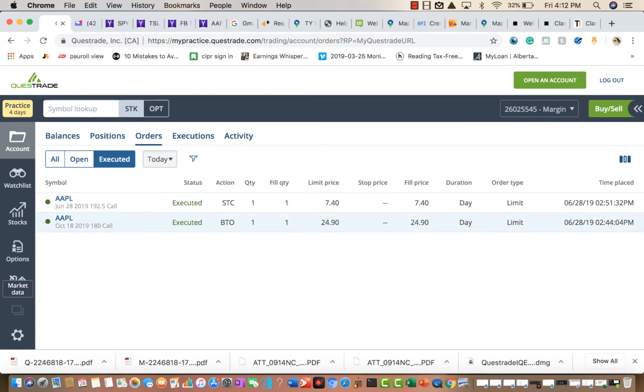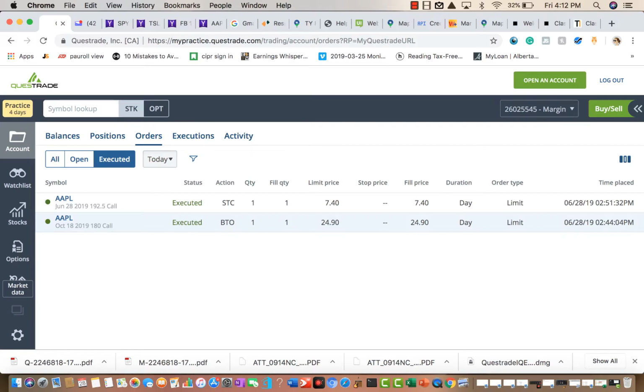Status executed. Executed basically means your order has been completed. So you asked your broker to enter you into the trade, and your broker agreed to have you enter the trade for $24.90 right here, limit price. So executed basically refers to the fact that your order has been fulfilled or has been completed.